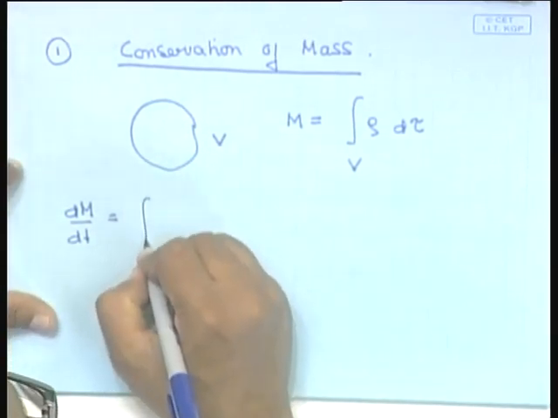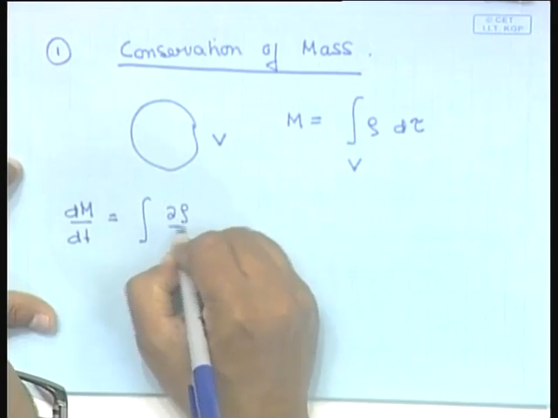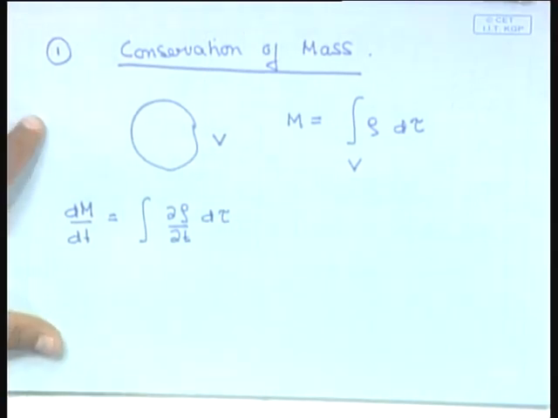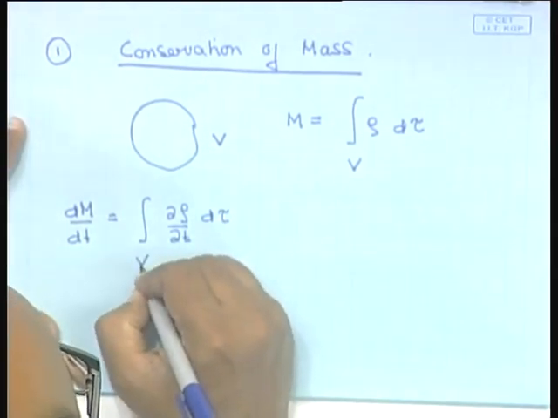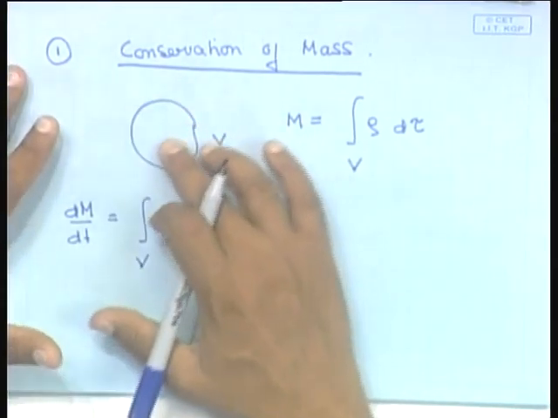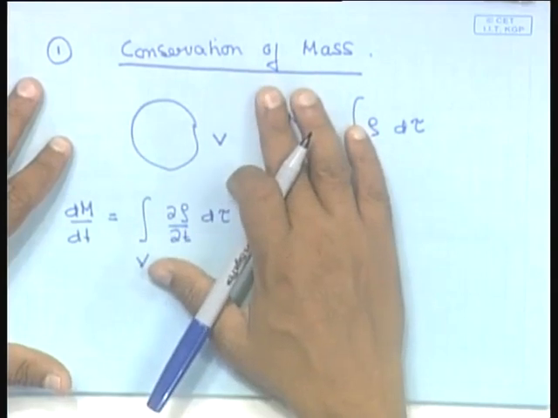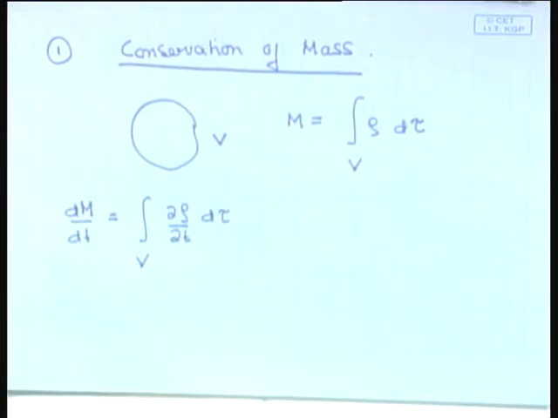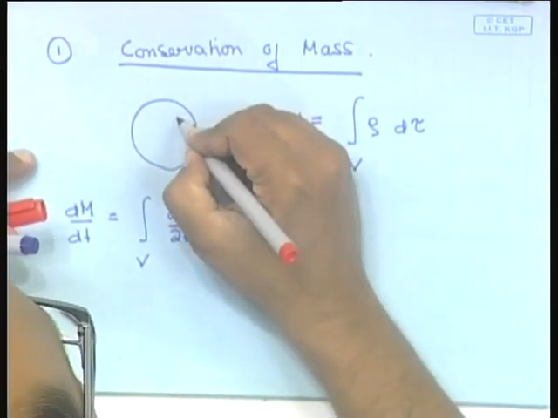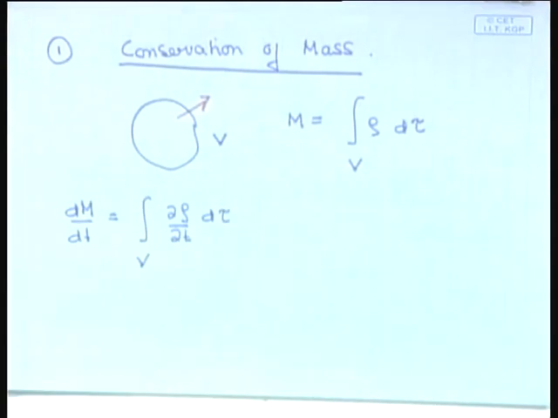So this is going to be the integral of del rho del t into d tau, that is the only way that mass can change, integrated over the same volume V. And we know that mass is conserved. So, if the mass inside changes, it must be due to a flow of mass. This can only occur if the mass is either flowing in or flowing out. Otherwise the mass inside cannot change. Mass is conserved, we know that.